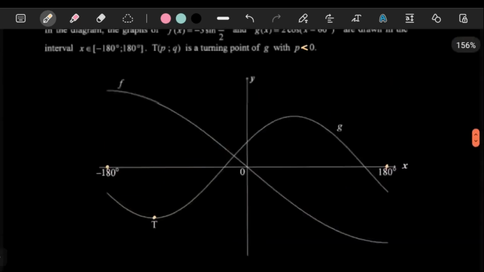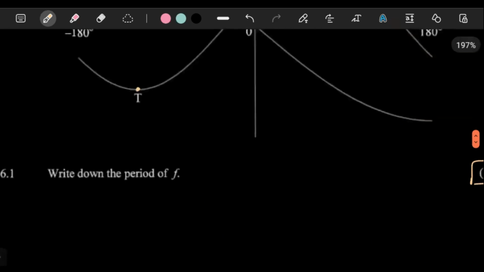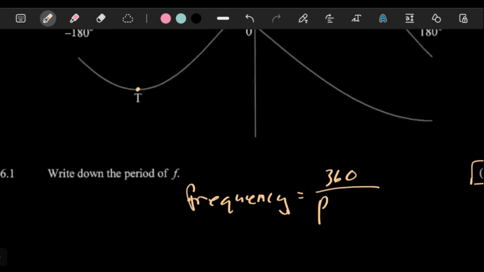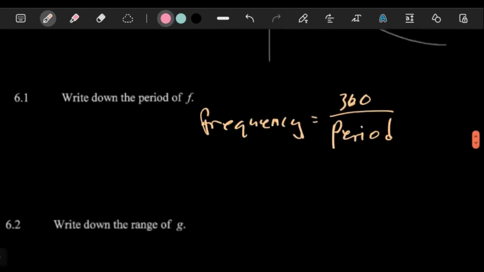As mentioned already, if you need to get the period, you can just use this formula. It says here, frequency is equal to 360 degrees divided by the period. This is for a sine or a cos graph. If it was a tan graph, you would put a 180 where the 360 is.